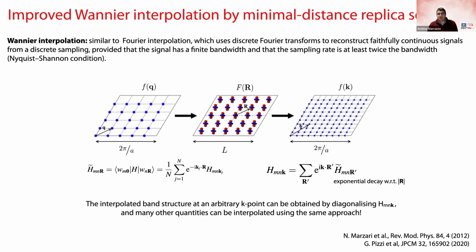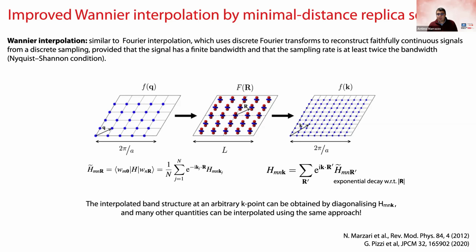Giovanni has mentioned it: it's very similar to what happens in signal processing. It's the famous Nyquist-Shannon condition. As long as your signal has a finite bandwidth, and your sampling rate is at least twice the bandwidth, you can reconstruct the signal from a finite sampling. So this is what we are going to do. We will Wannierize the system, write your Hamiltonian in real space in a basis of Wannier functions, and then Fourier transform that matrix to reciprocal space and just diagonalize this Hamiltonian.